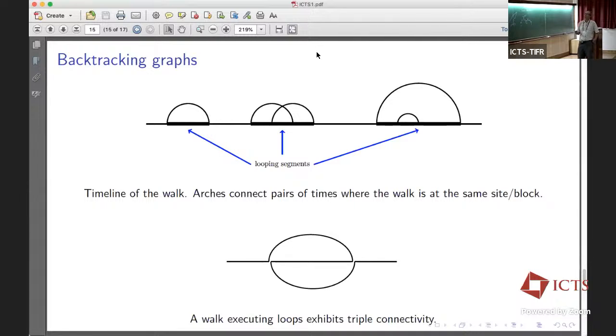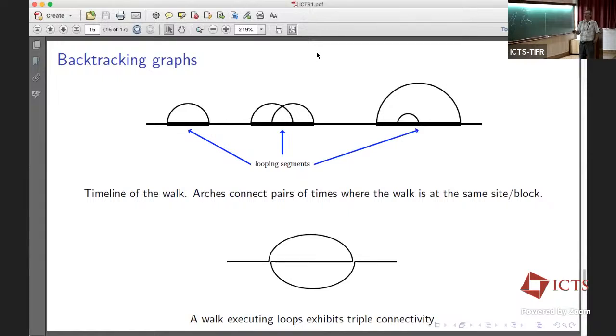All right, now let me return to these backtracking graphs. I guess I said some of this in words already, but basically we can think of this as a kind of timeline of the walk. Horizontally, the axis is the time, the step number, of the walk, which is describing some kind of walk in space. And then we can graphically denote the situation where the walk returns to an earlier visited point by an arch. So an arch here indicates that at this time, the walk returned to the site it was at this time.